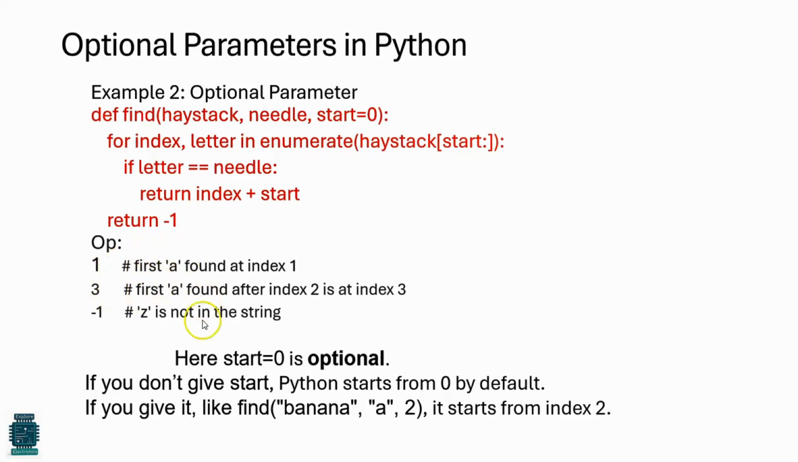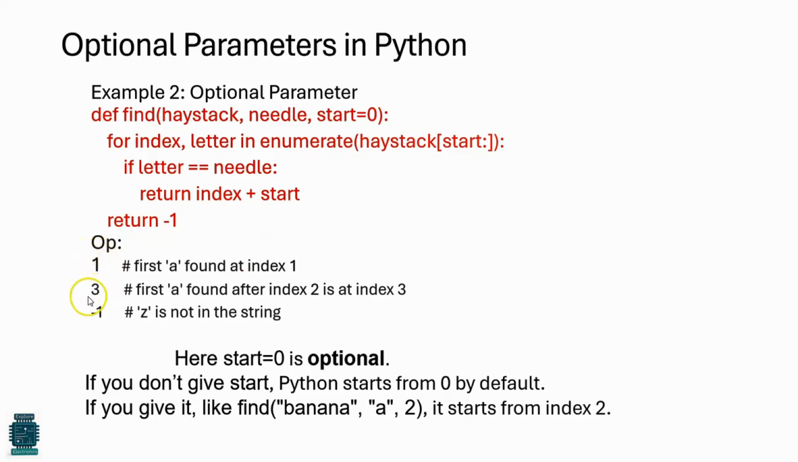Here in the output we will get this one. In the first output we will get 1, after that 3, after that we will get -1. Let us see how exactly we will get these three outputs. Here the example string that we have taken is banana. The first A is found at index 1, that is BA. B is the 0th index and A is the first index. That's why it will return 1 in the output.